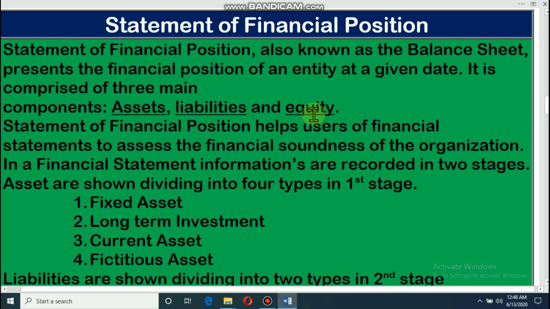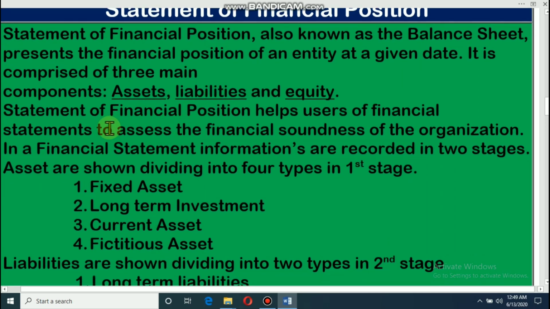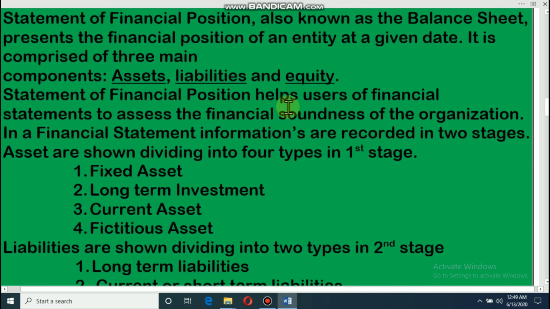Dear student, in last class we have discussed the equity, how we can find out the equity. So today mainly we will discuss asset and liabilities. Statement of financial position helps users of a financial statement to assess the financial soundness of the organization. That means it helps users to understand the financial condition and financial soundness of that organization.